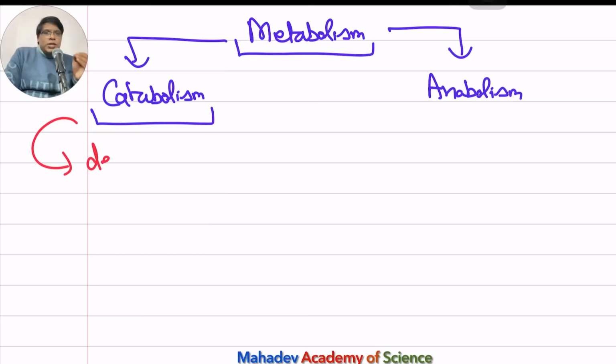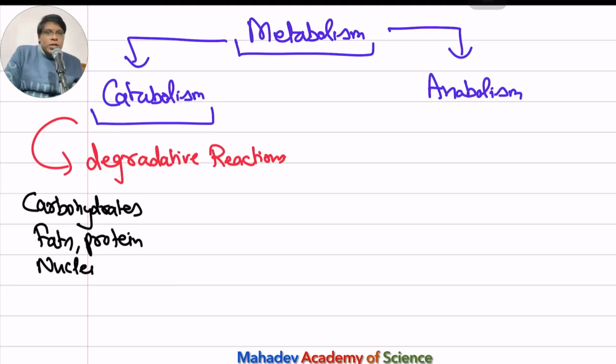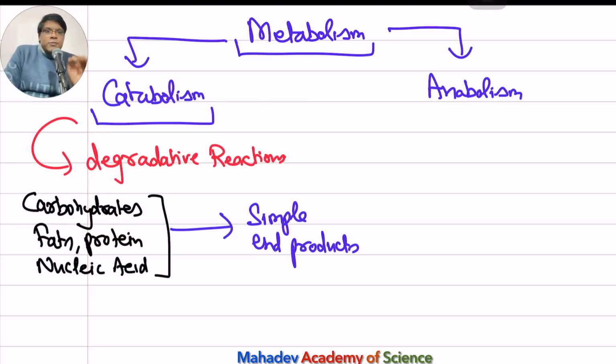Now if you see what is catabolism, in case of catabolism you see degradative reactions within the cell. Carbohydrates, fats, proteins and nucleic acids are metabolized, degraded to simple end products. So simple end products are released by way of catabolic reactions from carbohydrates, fats, proteins and nucleic acids.